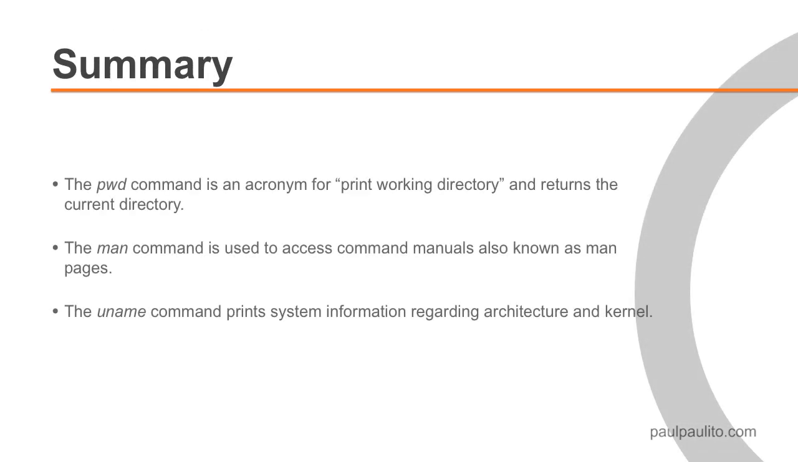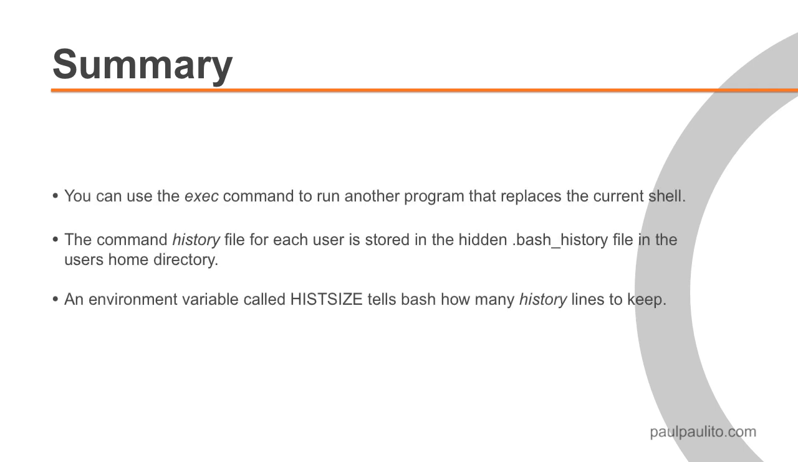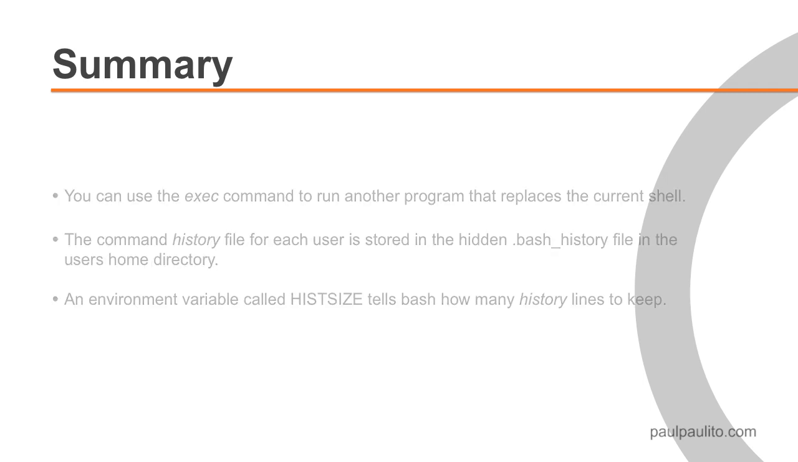Summary. The pwd command is an acronym for Print Working Directory and returns the current directory. The man command is used to access command manuals, also known as man pages. The uname command prints system information regarding architecture and kernel. You can use the exec command to run another program that replaces the current shell. The command history file for each user is stored in the hidden .bash_history file in the user's home directory. An environment variable called HISTSIZE tells bash how many history lines to keep.